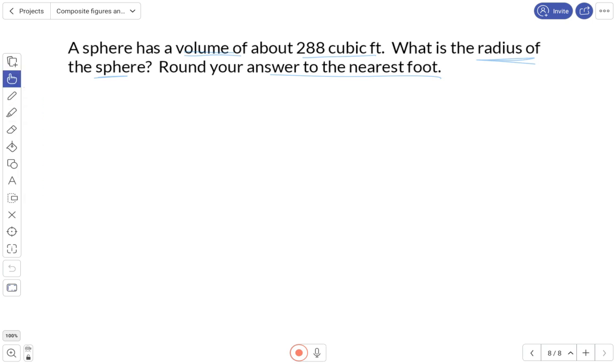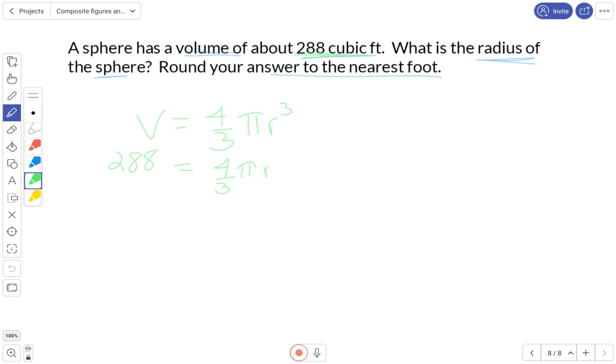First thing is I am going to write the volume formula. So volume of a sphere is V equals 4/3 pi r cubed. And now I'm going to plug in what I know. I know that the volume is 288. 4/3 pi is part of the formula. And now I'm looking for that radius cubed.